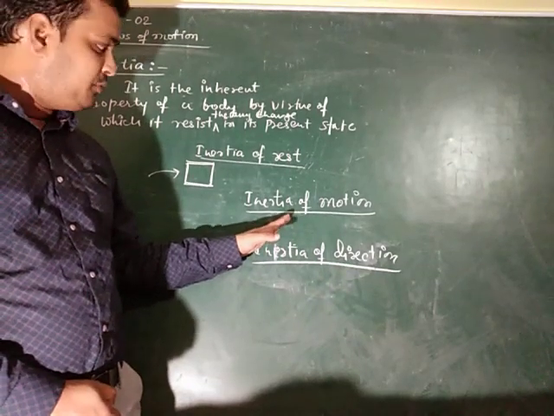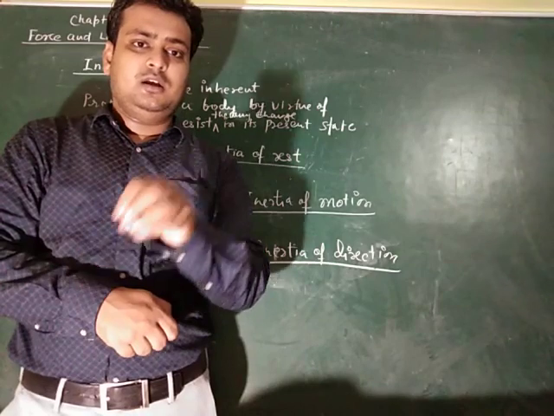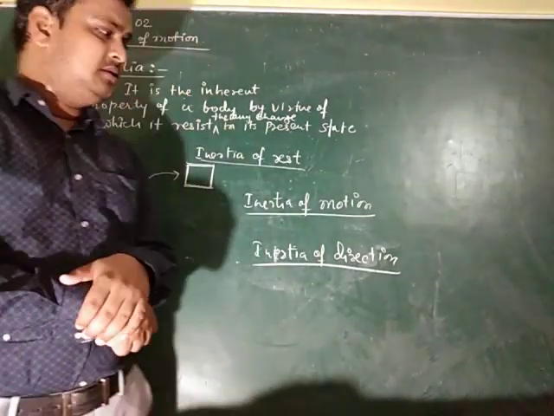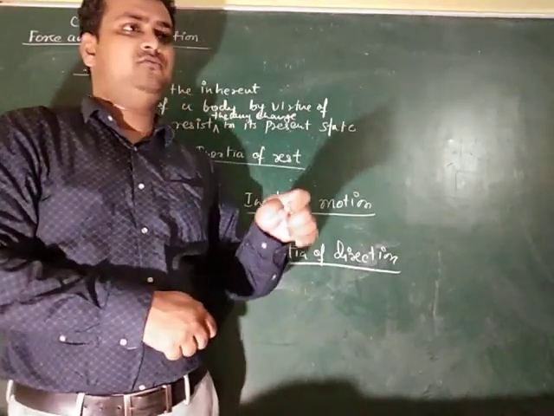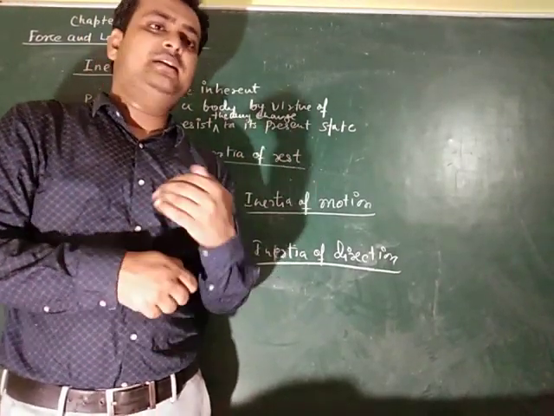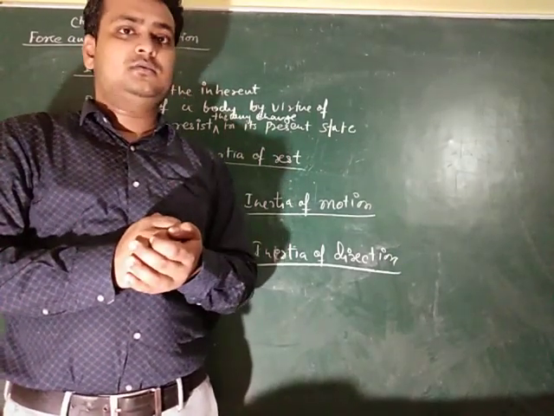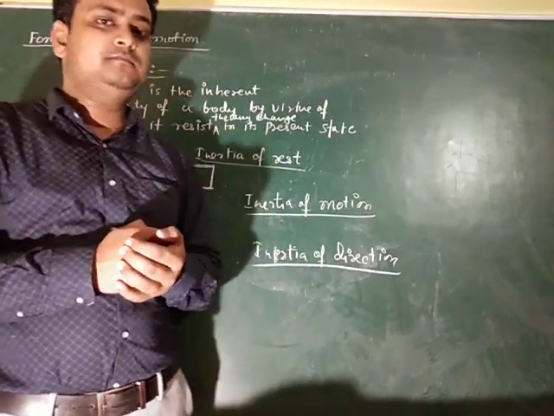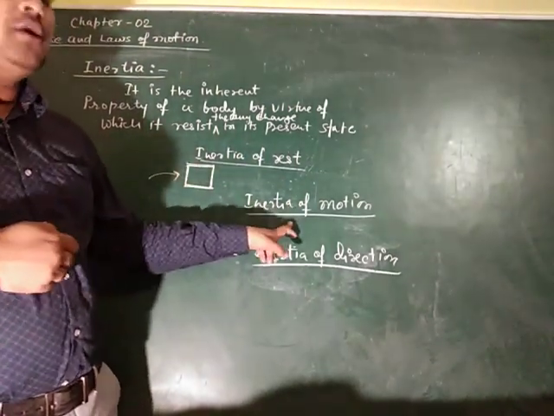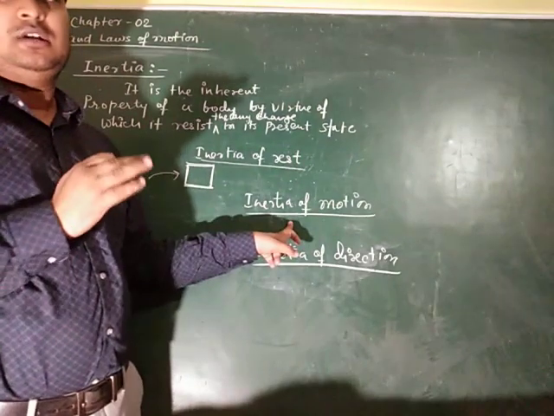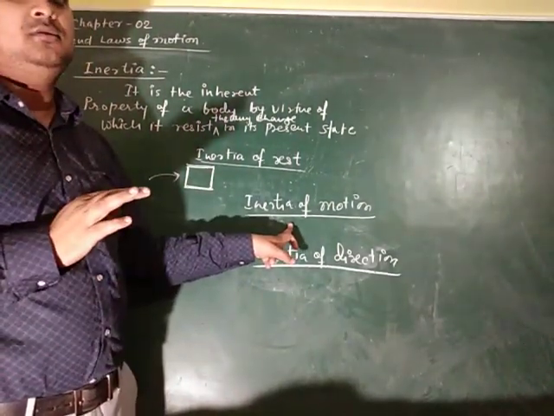And what is the example of inertia of motion? Suppose a person is in a bus, and the bus continues in motion, and suddenly brakes are applied, then we lean towards the next seat. Why? Because we lean forward. Why? Because our body wants to continue in motion. Our body doesn't want to stop the motion, but the bus has stopped.